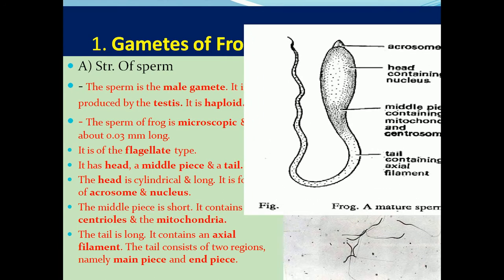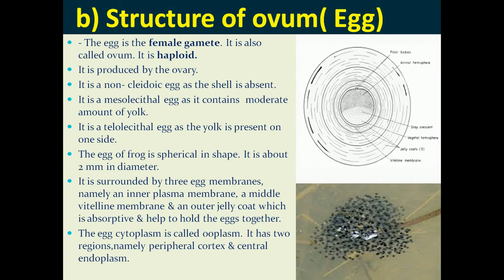Now we will see the structure of the second gamete, which is known as the ovum or egg. The egg is the female gamete, as we all know, and it is called the ovum. It is also haploid. Sperm is haploid as well as ovum is haploid. These eggs are produced by the ovary, and it is a non-cleidoic egg, meaning the shell is absent. That's why it is known as non-cleidoic.